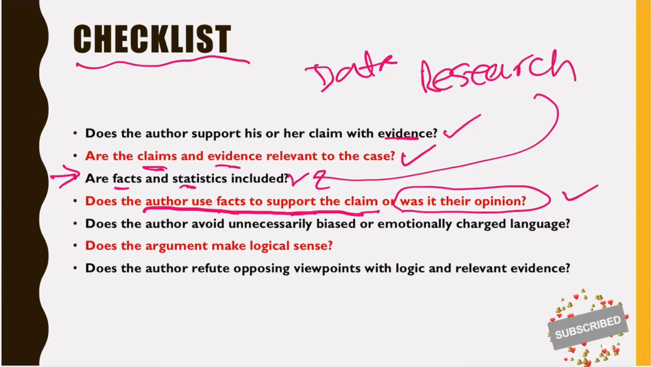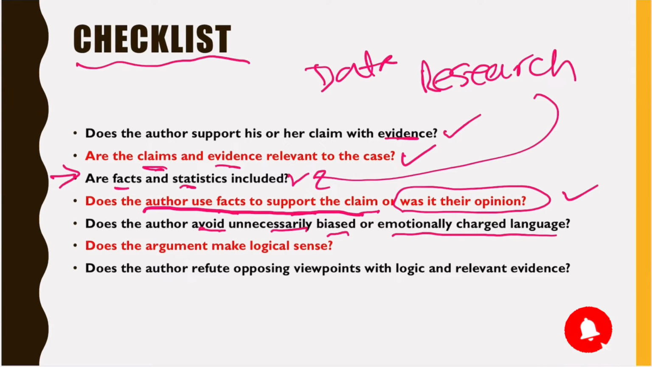It says, does the author avoid unnecessarily biased or emotionally charged language? For example, "You must believe what I say." Those are unnecessary. Those are too emotionally charged. That means you've not done enough research, so you're looking for pity or someone to take your point based on emotionally charged language. If you avoided all those, then of course you'd put a check mark.